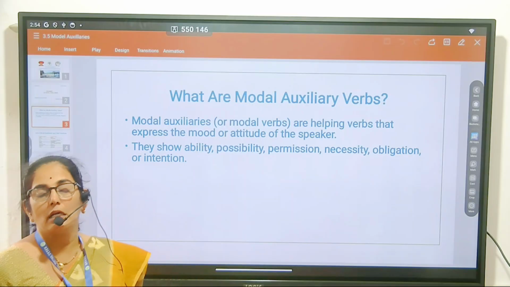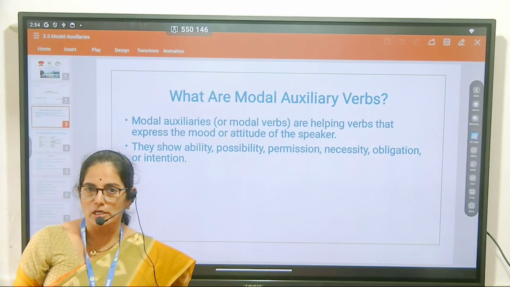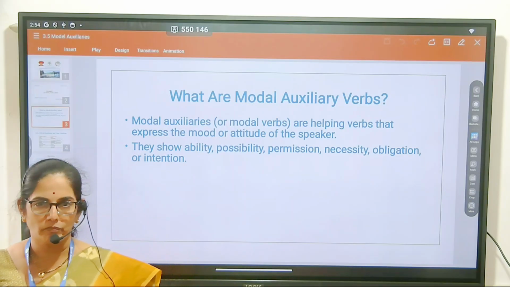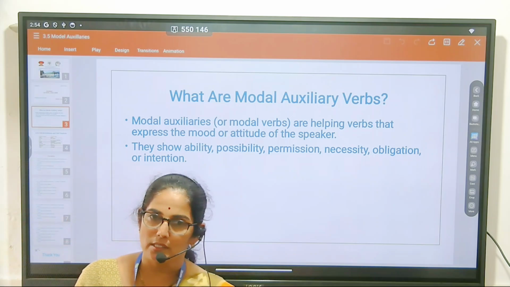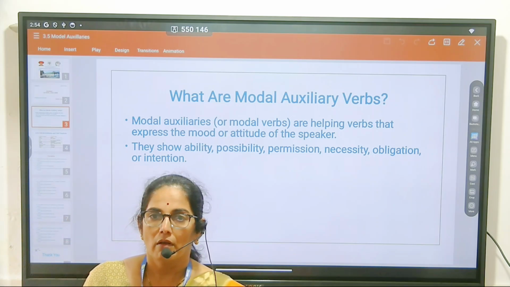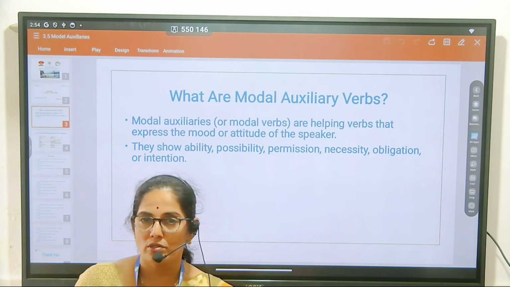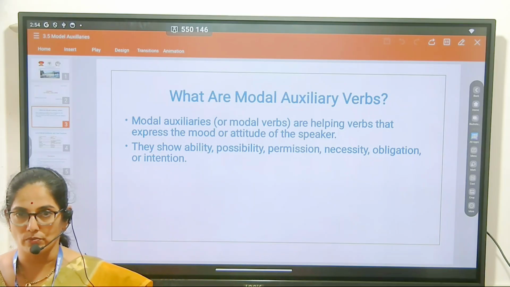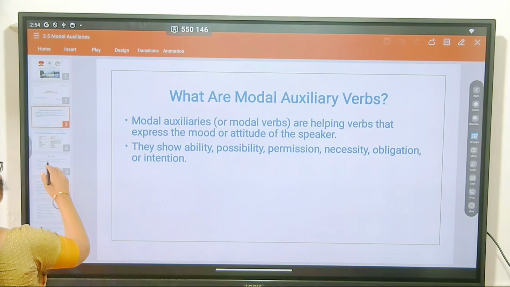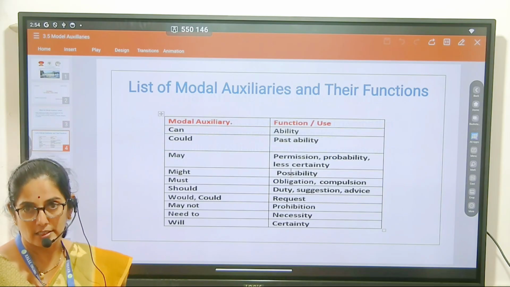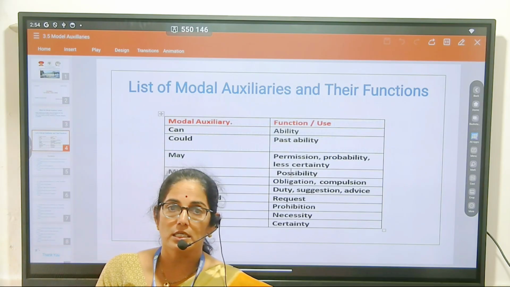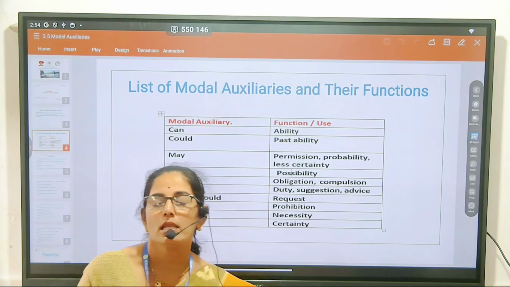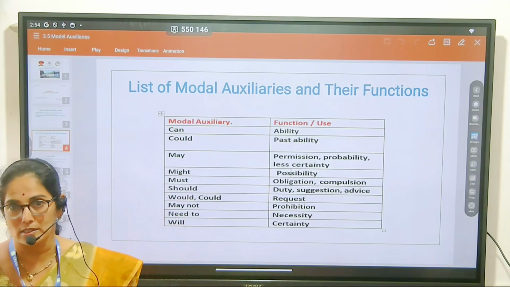That modal auxiliary shows the ability. They can show us the possibility. They can show us permission or the necessity or the obligation or intention. So, here are some examples of the modal auxiliaries in English. That is the list of the modal auxiliaries and their functions or their uses.